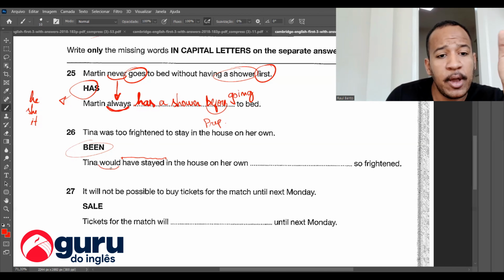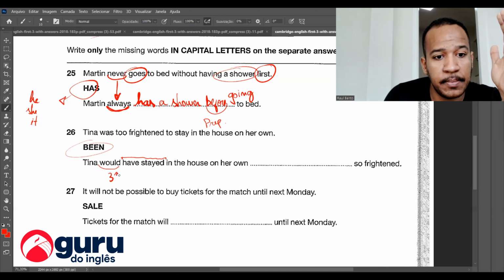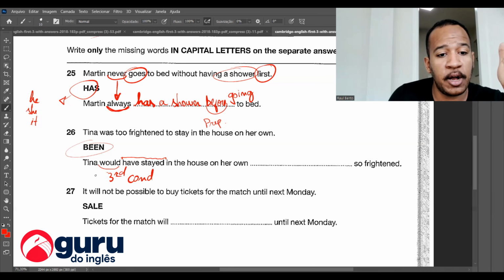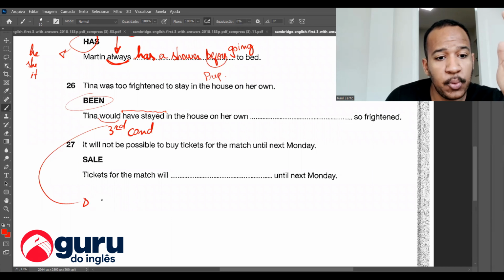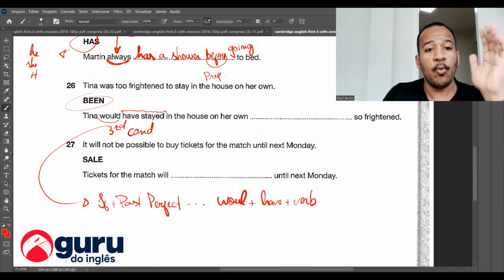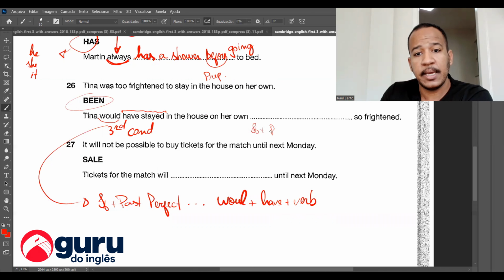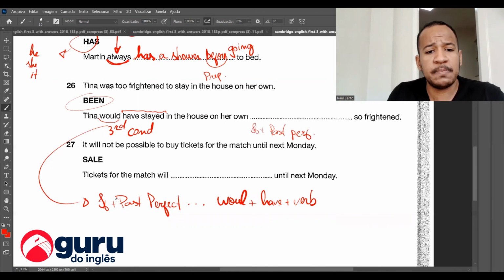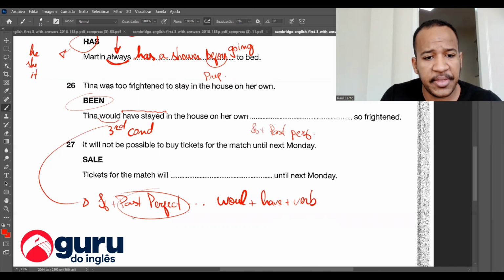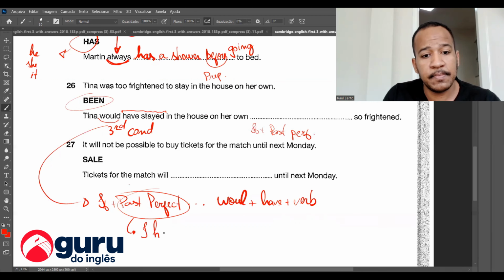So when I have "would" plus "have stayed", we have the third conditional. And what is the structure of the third conditional? Let's look through here. In the third conditional, we have "if" plus past perfect, and in the second statement, "would" plus "have" plus the verb in the past participle. So we have "would have stayed". So in the other part, I need to have "if" plus past perfect. It's obvious. And what is past perfect? Just to make a short review, the past perfect is the structure where we use the verb "to have" in the past as an auxiliary verb, like "I had worked".